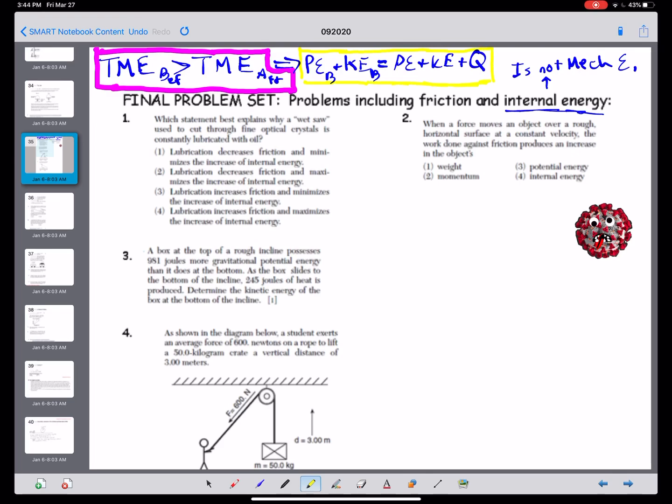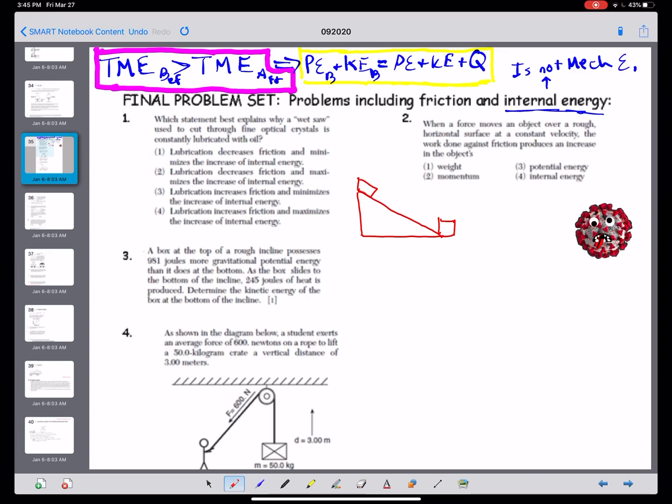So let's do some mathematical problems first. Then I'll go to some more qualitative problems. I'm going to skip one right now, and I think I'll skip number 2 also. I'll go to number 3. So notice it says here a box at the top of a rough incline. So let's build our incline. I'll put the incline right here. So here is our incline. And it's talking about a box. Here's a box at the top, and we have a box at the bottom.